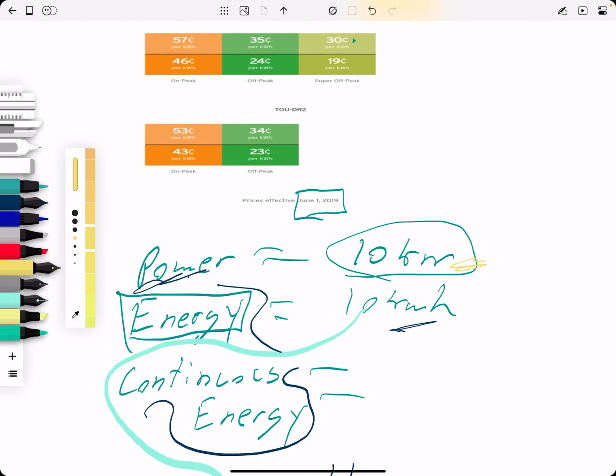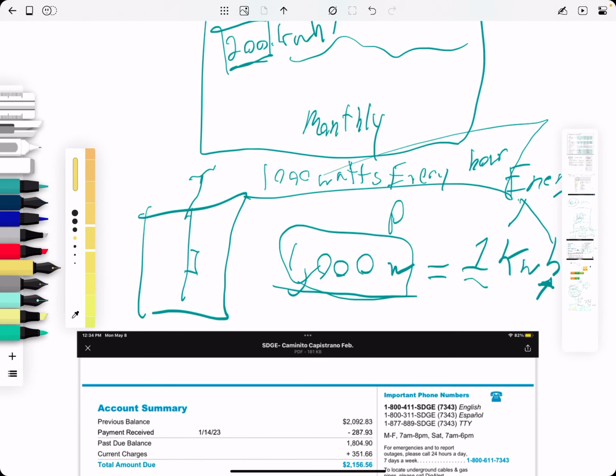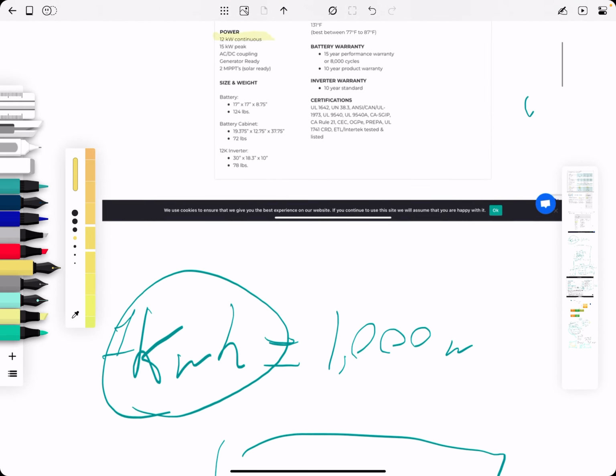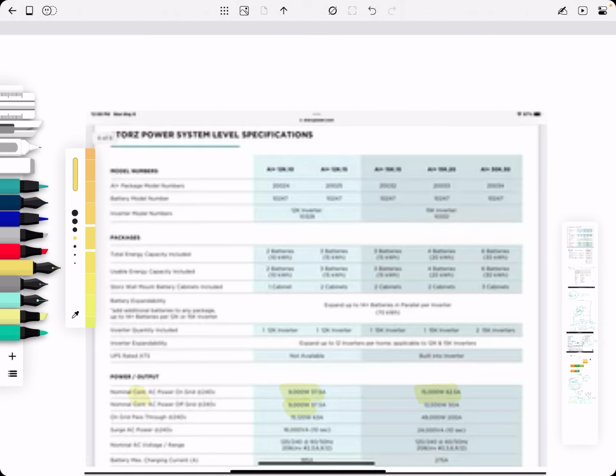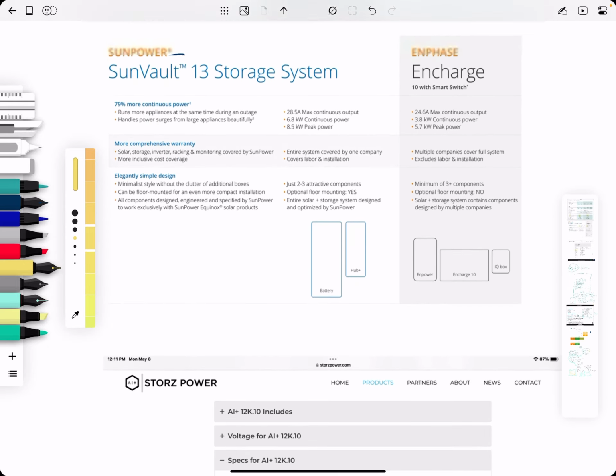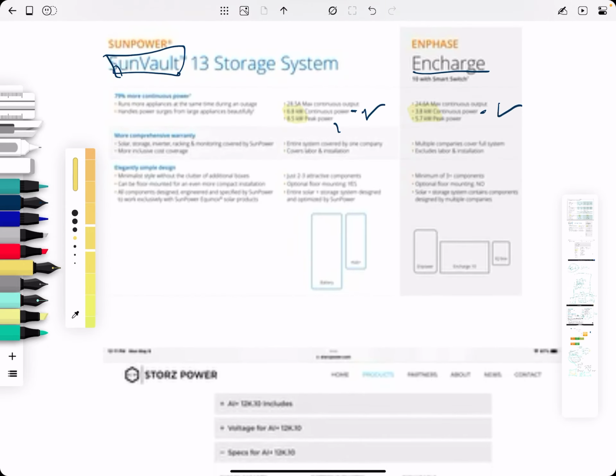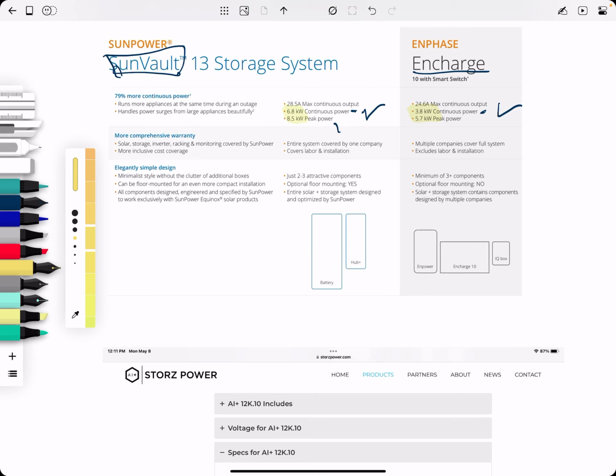It's just like your car. When you start your car, it uses more power to start it than to just leave it running. So this is called peak power. Very important to find here. So you look here and you're like, okay, so these guys' peak power is 8.5. This one is 5.7. Excuse me. 5.7.